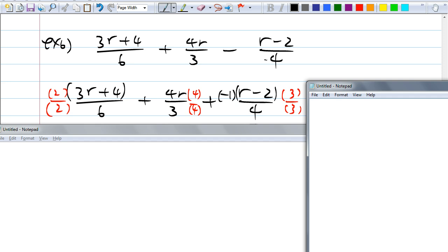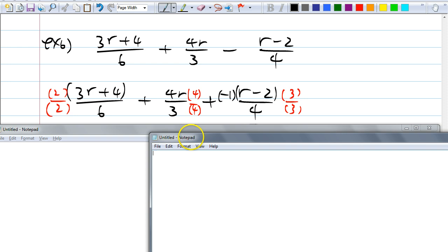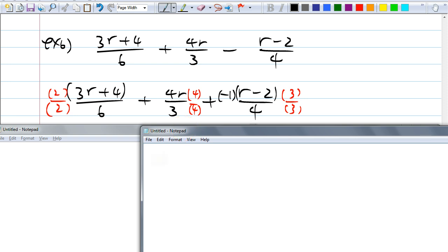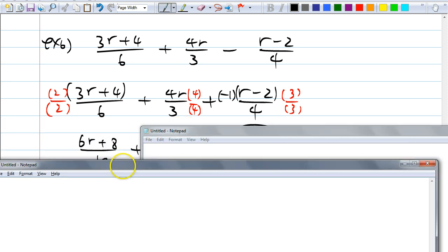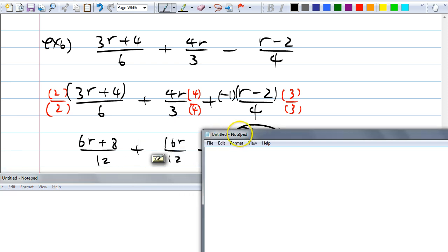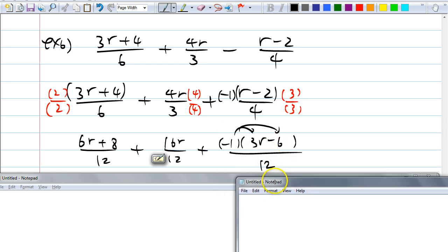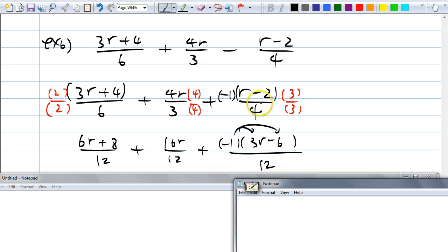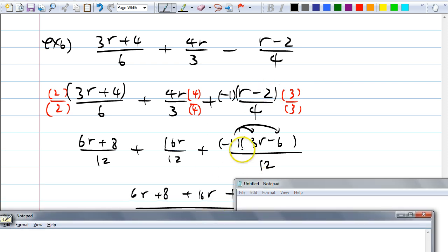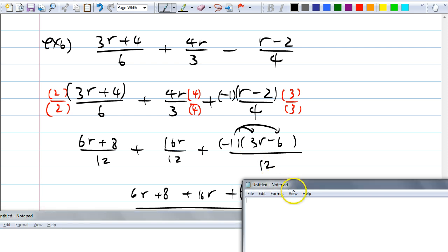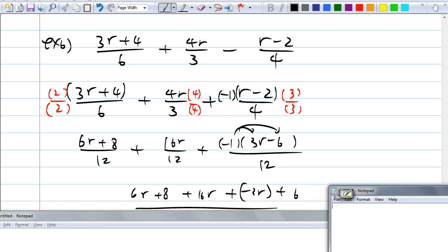All right, who can tell me what to write next? How about Aaron? I got 6r plus 8 over 12. Okay. Plus negative 3r plus 6 over 2. So first, I need to multiply them out. I just multiplied 3 times r minus 2, then I distributed. And you got what? Did you get negative 3r plus 6? Because that's what you should have gotten. Thank you. Okay, good.